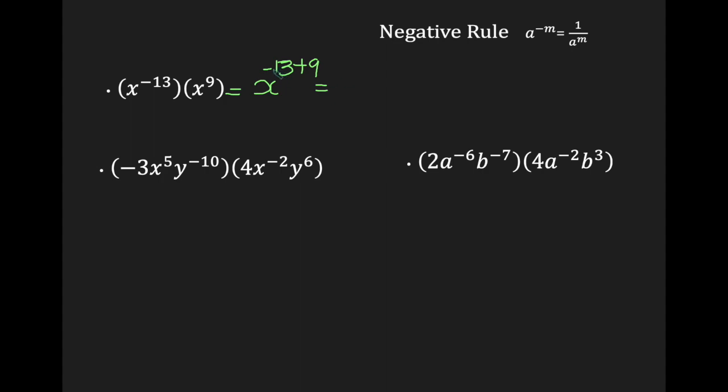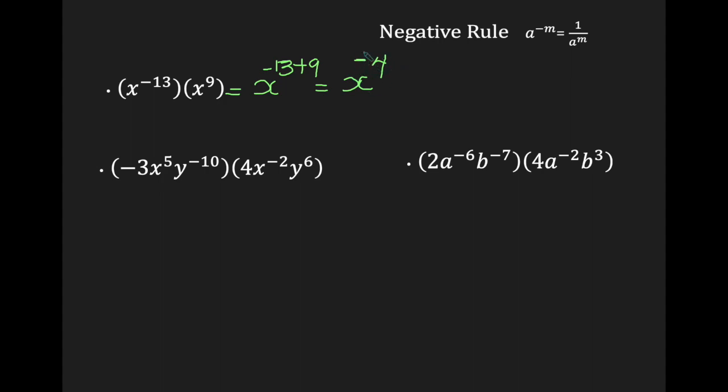Now I notice that when my signs are different, I perform a subtraction. When I subtract these two numbers, I get 4. But the rule states I must keep the sign of the larger absolute value, so I have negative 4. So here my answer is x to the negative 4 power.